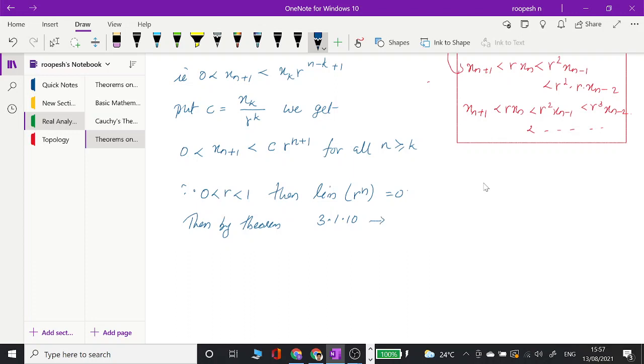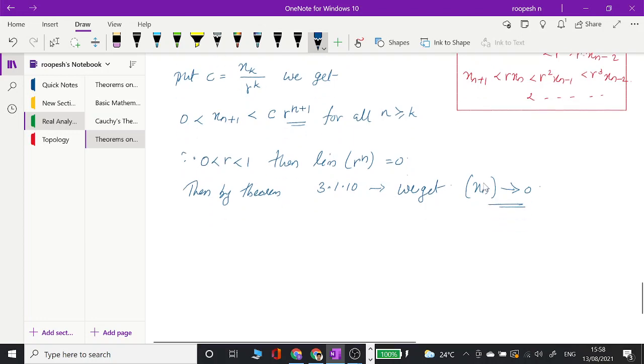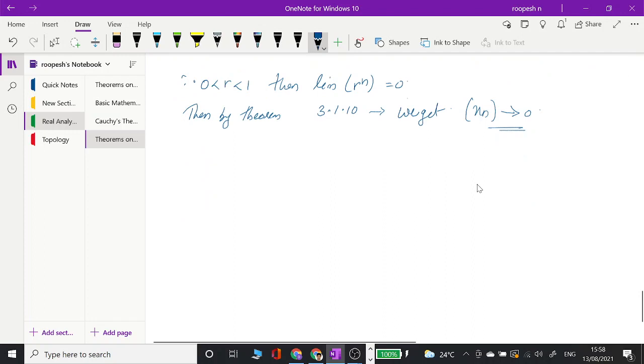Then by the theorem we get, see this part, this sequence converges to 0. So this part also will converge to 0. We get that your sequence xn converges to 0. And we can verify this using an example.